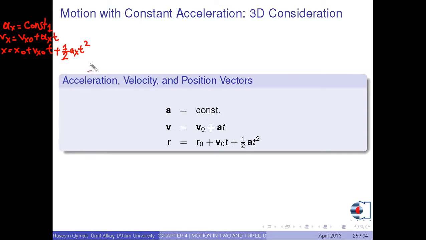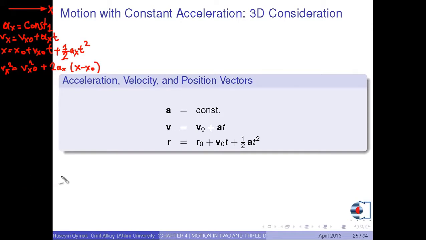vx squared equals vx0 squared plus 2ax times (x minus x0). Here the subscript x in ax, for example, indicates that we are considering the acceleration in the x direction. Similarly, vx0 corresponds to the initial velocity in the x direction.